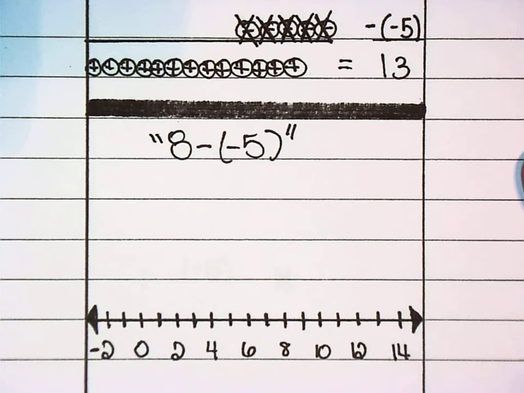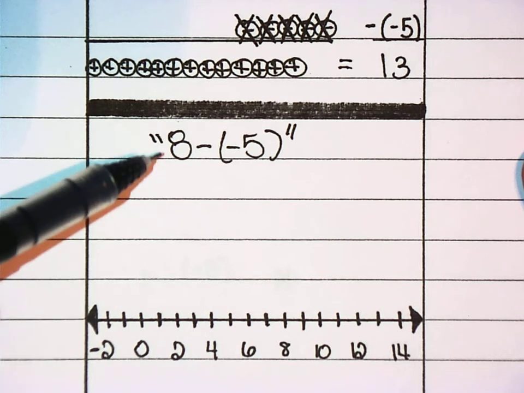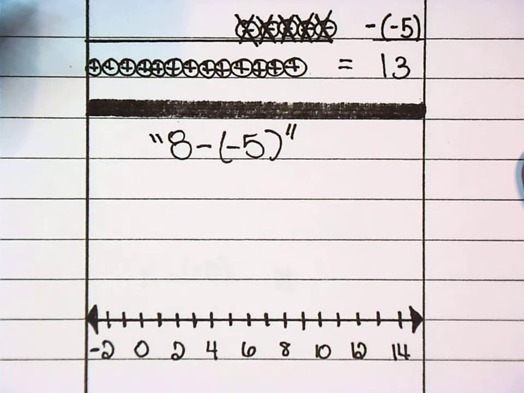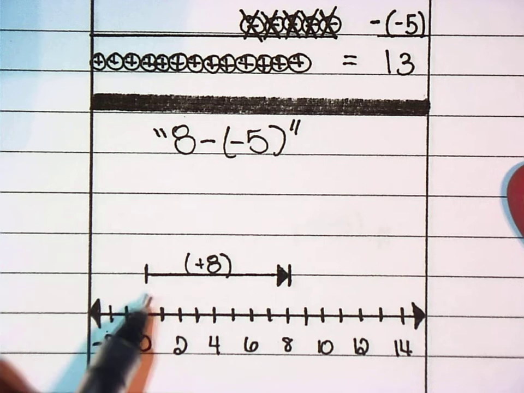To make my first line segment, I always begin at 0, and then I go to whatever my first value is. In this case, it's a positive 8. So I'll make a line that starts at 0 and goes all the way to positive 8. When I do that, I get a line that looks just like this.